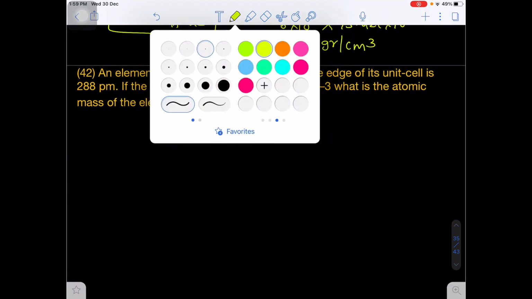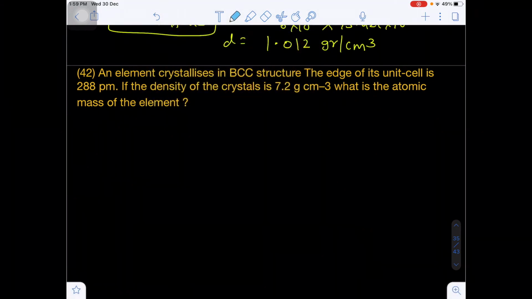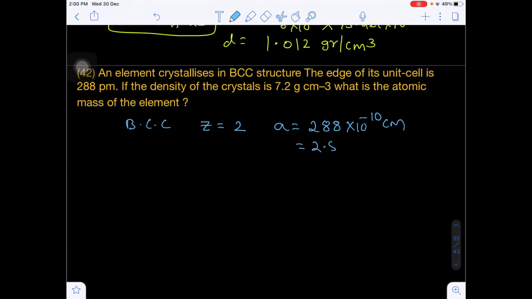Next question number 42. An element crystallizes in BCC structure. When an element crystallizes in the BCC structure, just now I explained the Z value will be 2. Okay. And what will be the edge length of a unit cell? Small a value given as 288 picometers. I am converting 288 picometers into centimeters. So 10 to the power minus 10 centimeter. So 2.88 into 10 to the power minus 8 centimeter.